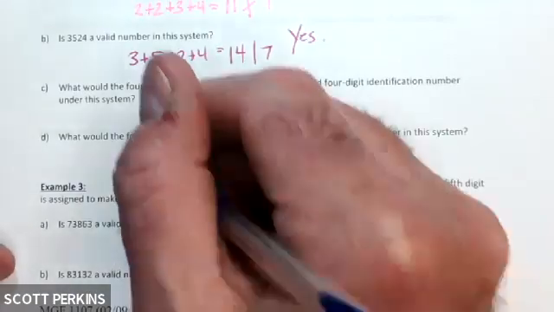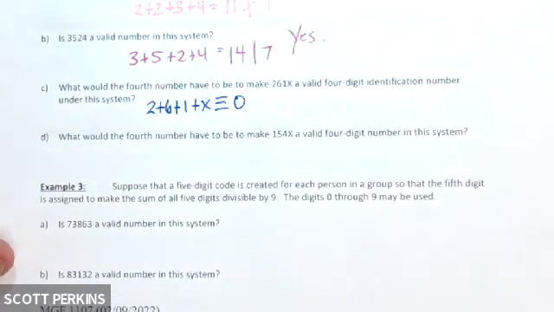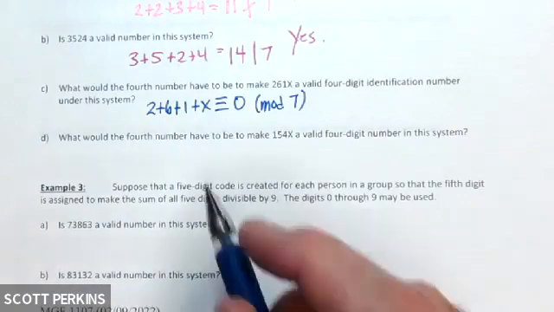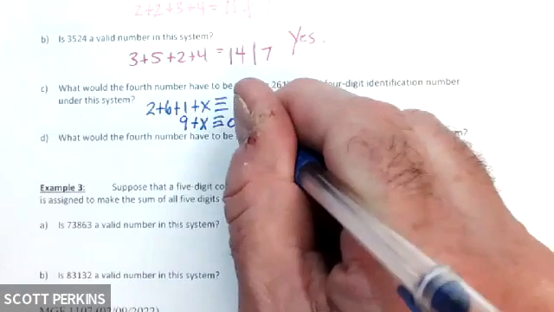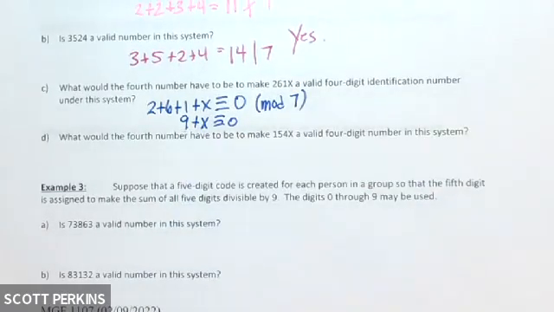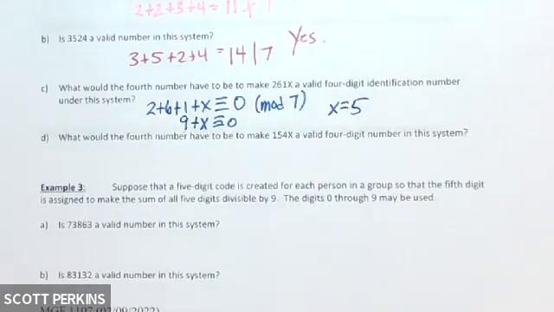So this first problem is 2 plus 6 plus 1 plus x. I want that to be divisible by 7, so it's congruent to 0 mod 7. So 2 plus 6 is 8, plus 1 is 9. Well, what number would x be so that it's divisible by 7? X would be what? 5, yes. 9 plus 5 is going to be 14, so x is equal to 5. That is the digit that would make that an identification code.